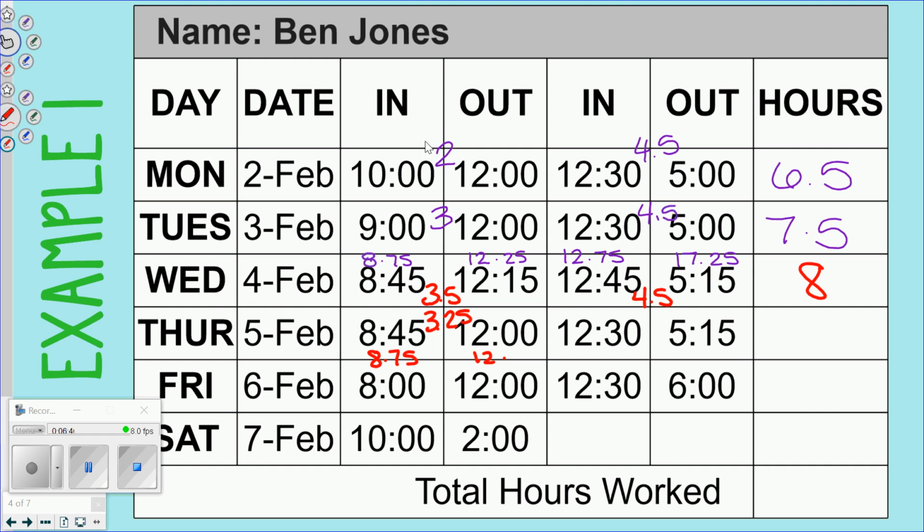From 12:30 to 5:15, if it helps you to switch to military, the 5 would switch to 17, because you have to add 12 to it. 15 minutes is 0.25. 12:30 would be 12.5, 12 and a half. And then you could subtract. So 17.25 minus 12 and a half, 4.75. And then I can just add those together. So I worked, is that still 8 hours?